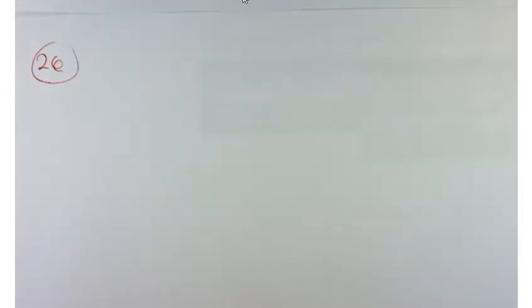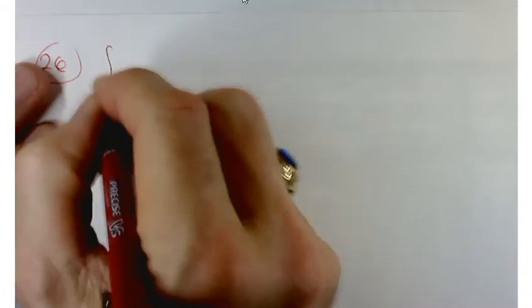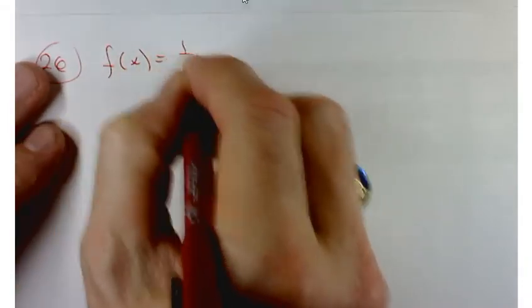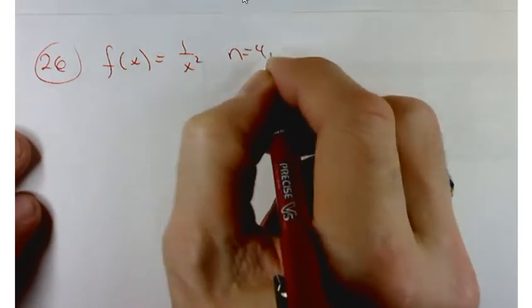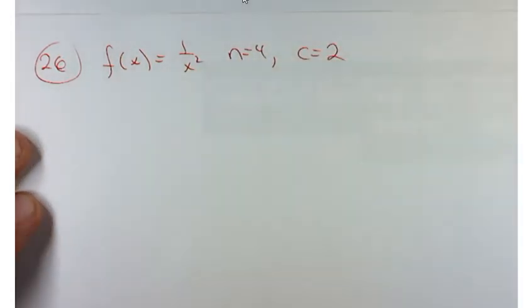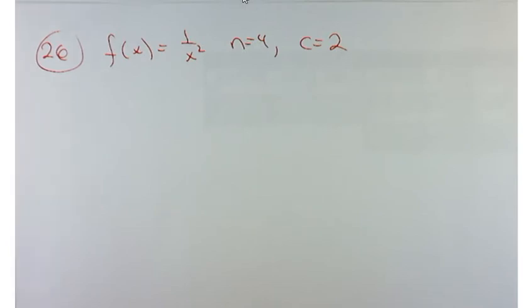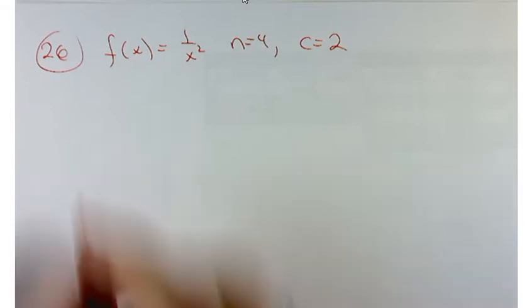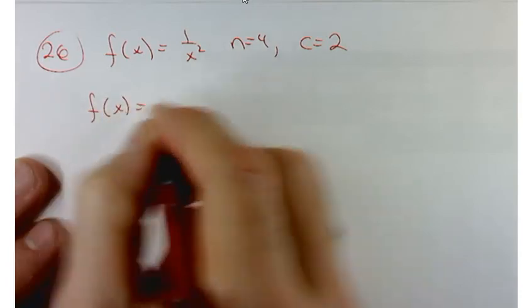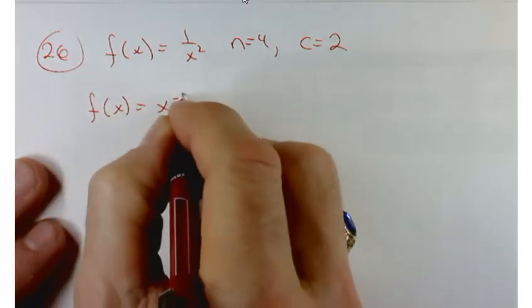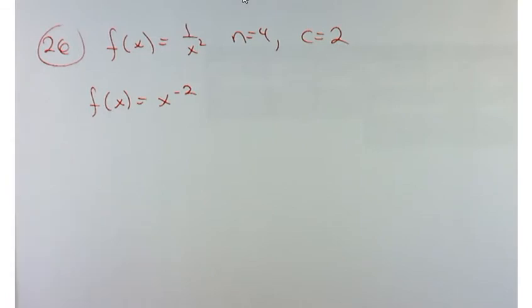So for 26, here's what we got. F of x is 1 over x squared. N equals 4. And this time c equals 2. So we're no longer doing a Maclaurin series because we've got a different center. That's okay. We're still going to start out by calculating a bunch of derivatives. It's probably in our best interest to rewrite this as x to the negative second, so that way we can calculate our succession of derivatives a little bit faster.